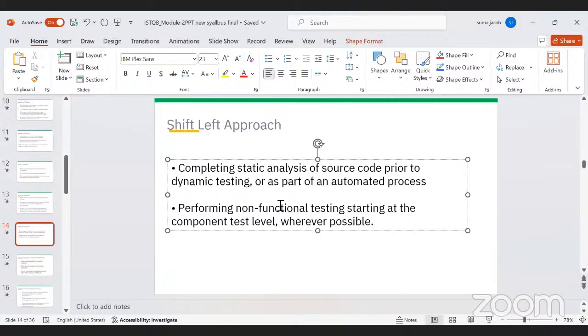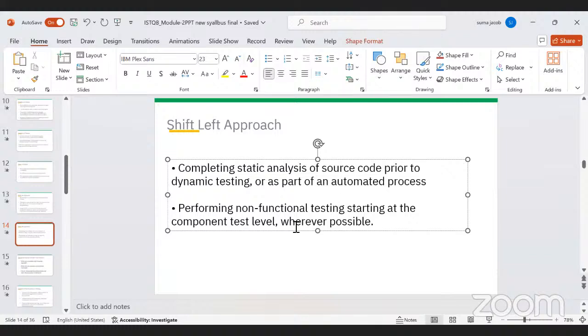And finally, performing non-functional testing, starting at the component test level wherever possible. Wherever possible is very important. It is not possible for all non-functional testing to be done for every unit of code. For example, if you want to do some compatibility testing or usability testing, to test how easy it is to use a particular application, you would need the whole application to actually test that, right?